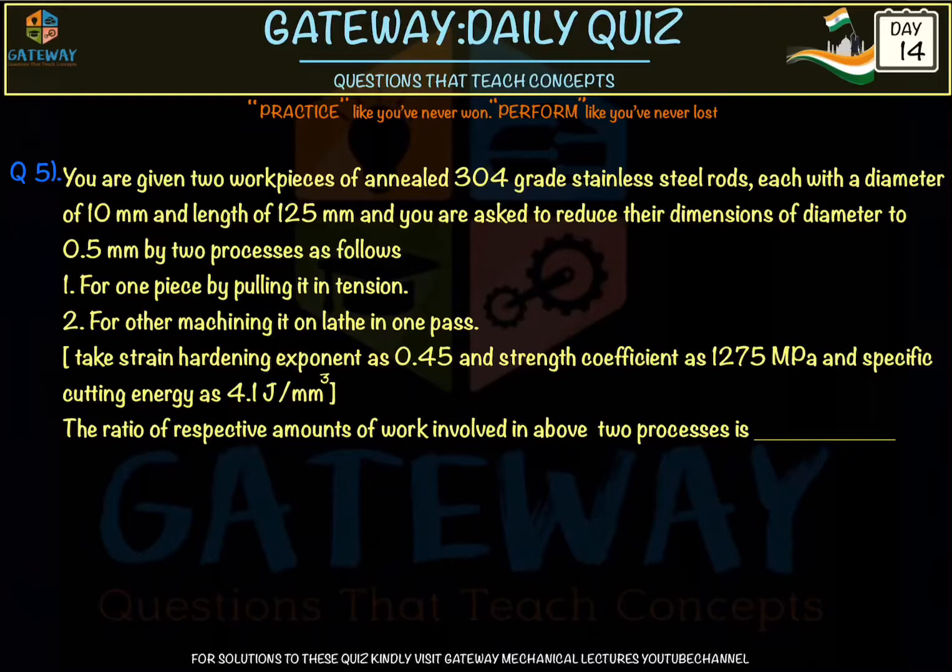So here comes our question number 5. The question number 5 says, you are given two workpieces. Okay, we are given two workpieces and they are of annealed 304 grade stainless steel.